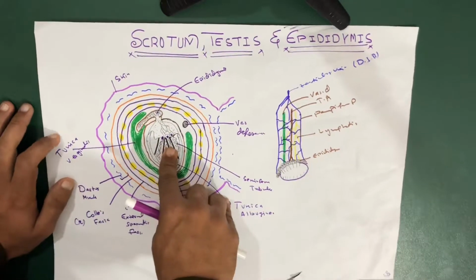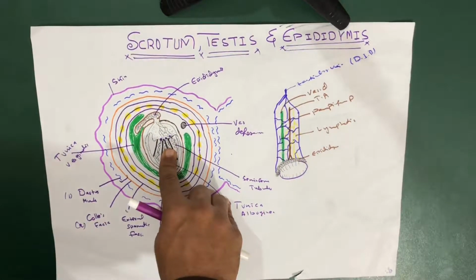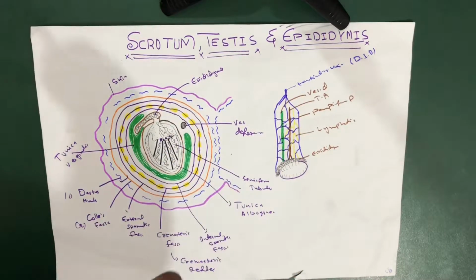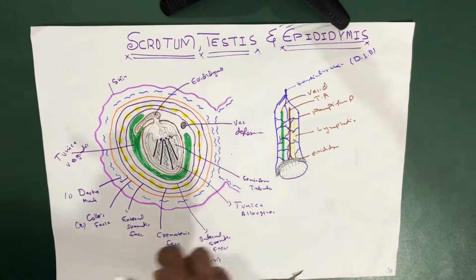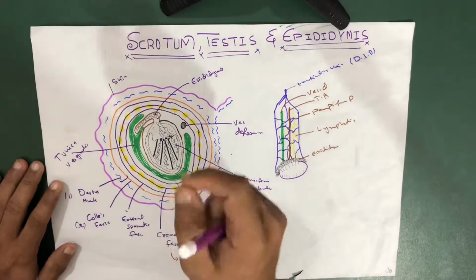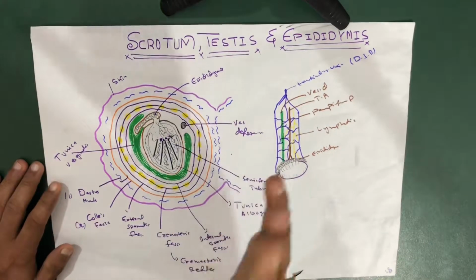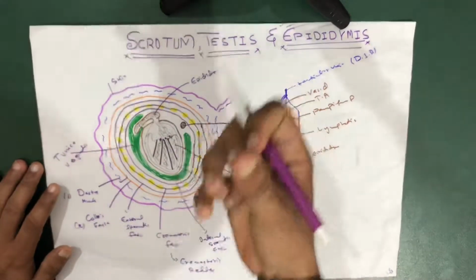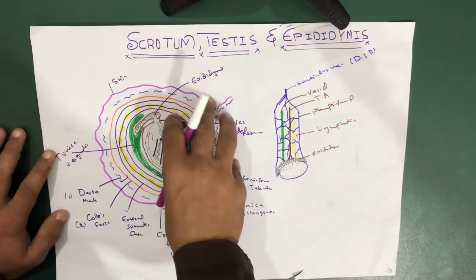The testis is not that difficult, it's very easy, right? So if somebody asks you about the testis and all the structures lying within it, remember, when you're talking about the testis, you must say it's a firm, mobile organ lying within the scrotum, right?